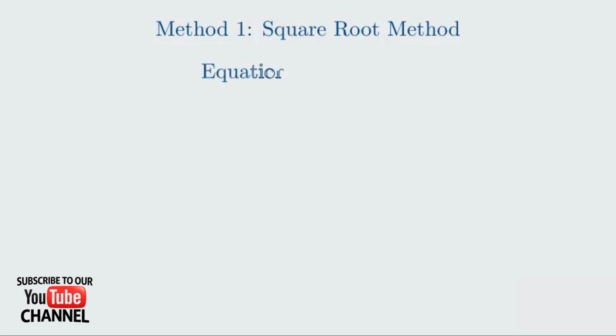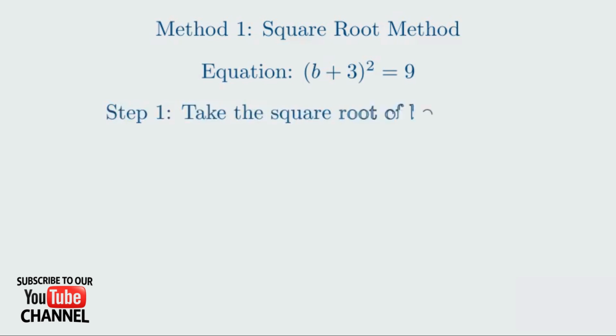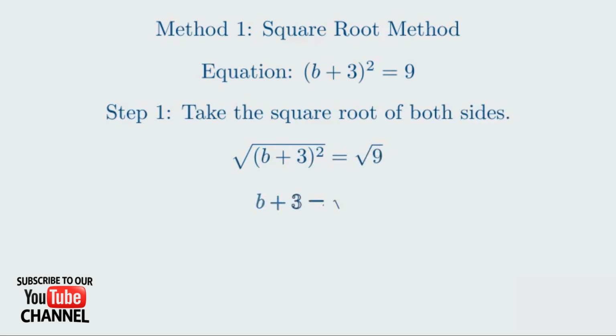Our first approach is called the square root method. This method is perfect for when you have a squared term isolated on one side of the equation. Our equation, (b + 3)² = 9, fits this description perfectly. The goal is to get rid of the exponent of 2. The opposite operation, or inverse, of squaring something is taking its square root. So, our first step is to take the square root of both sides of the equation. The square root of (b + 3)² is simply b + 3. This is because the square root and the square cancel each other out.